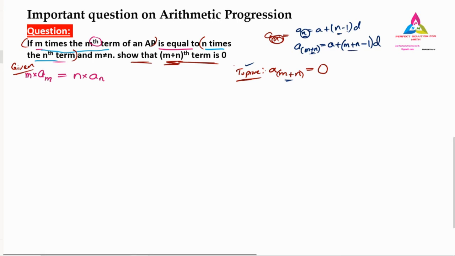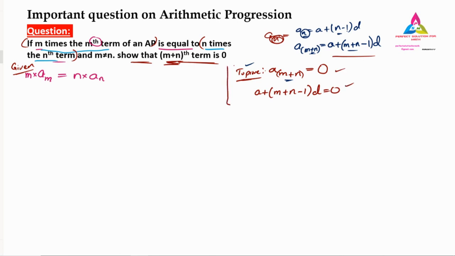We have to prove, they have told you to prove, m plus n is equal to 0. But I will write down m plus n is nothing but, what is that? Just now we have written that a plus m plus n minus 1 into d is equal to 0. Any one we have to prove, this or this. Okay, so this one we have to prove, so I will write down here like this.